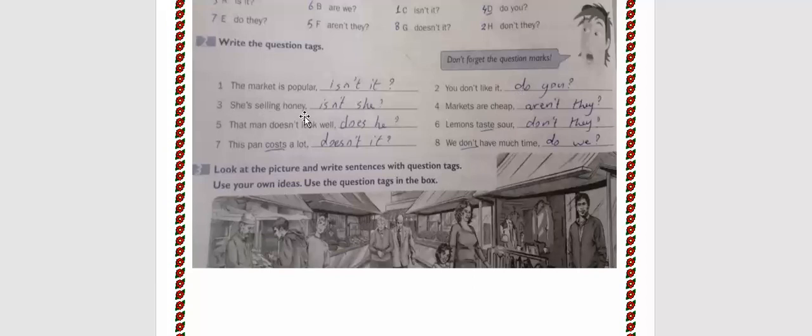She's selling honey, isn't she? Markets are cheap, aren't they? The man doesn't look well, does he? Lemons taste sour, don't they? This pan costs a lot, doesn't it? We don't have much time, do we?